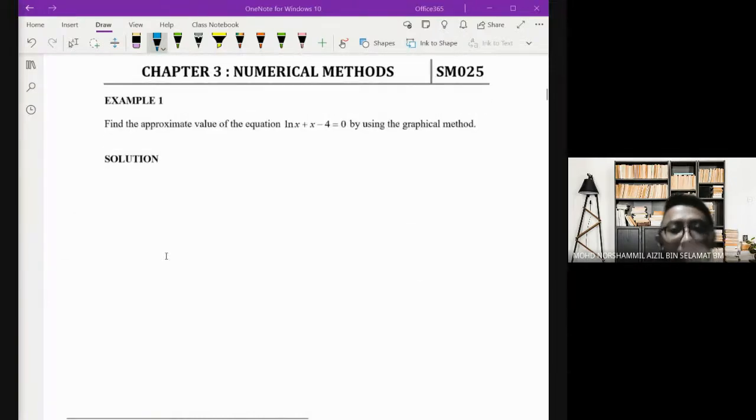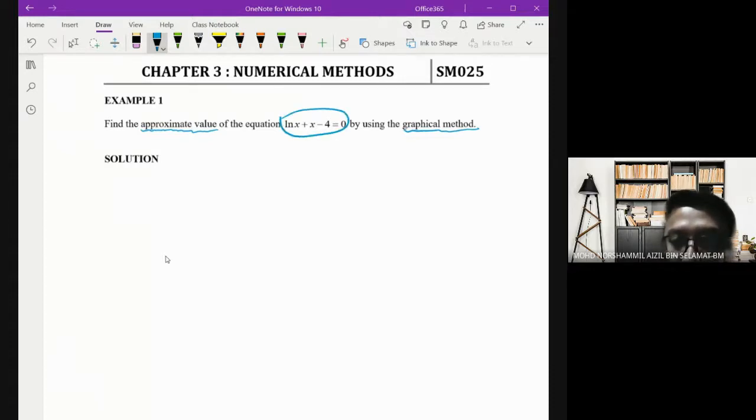Okay guys. So let's take a look at example number 1. Find the approximate value. So what does it mean? They want you to get the approximation value only. We don't want the exact value by using calculator whatsoever. We want the approximate value, the estimate that you get. In this case, the question is asking you to use graphical method. So this is your question.